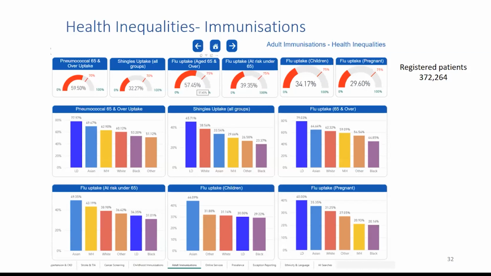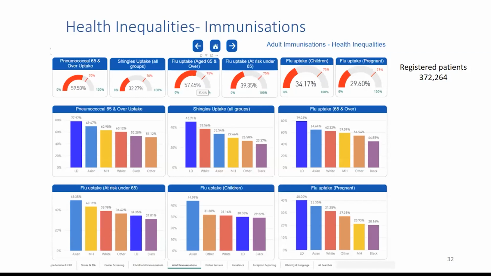But what's startling, I guess, across nearly every single outcome measure, and there's no p-values, because this is just data that I'm showing you across a population of 372,000 patients, is that Black patients, compared to every other group, are achieving lower achievement, essentially. For pneumococcal vaccination, shingles, flu in over 65s, flu uptake in pregnant women, flu uptake in children, and those at risk who are under the age of 65.